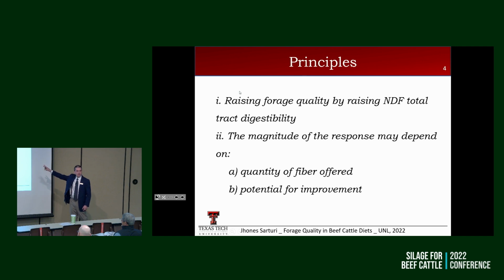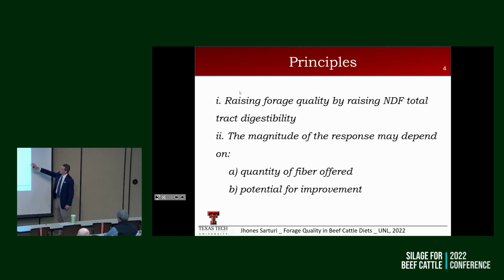My concept of improving quality here is increasing that fiber digestibility, how much of that fiber that animals can actually utilize inside their digestive tract. So if I can improve that by 10, by 20, or by 30%, I'm assuming that I'm improving the quality of this forage. Okay, so that's my definition over here.